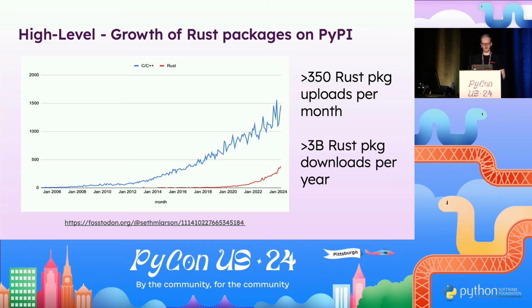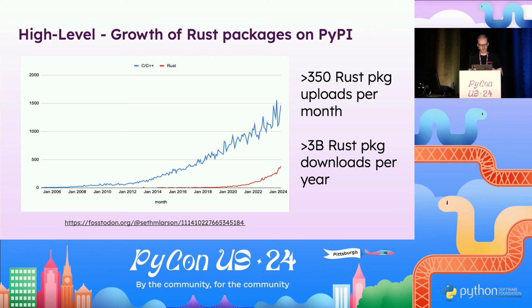And the point we're at today is that every month, more than 350 different projects are uploading code to PyPI where their implementation is in Rust. And if you turn that around and count up roughly the number of times Rust code is downloaded to computers using Python across the world, we're looking at over 3 billion downloads a year. It's an absolutely staggering number, and I'm so thrilled by this.